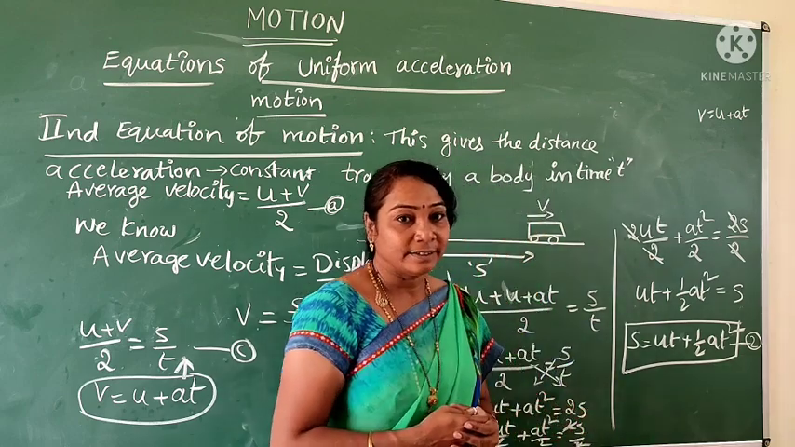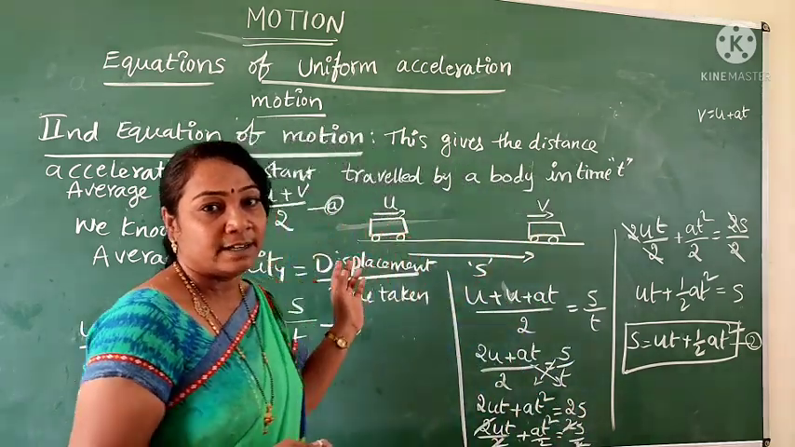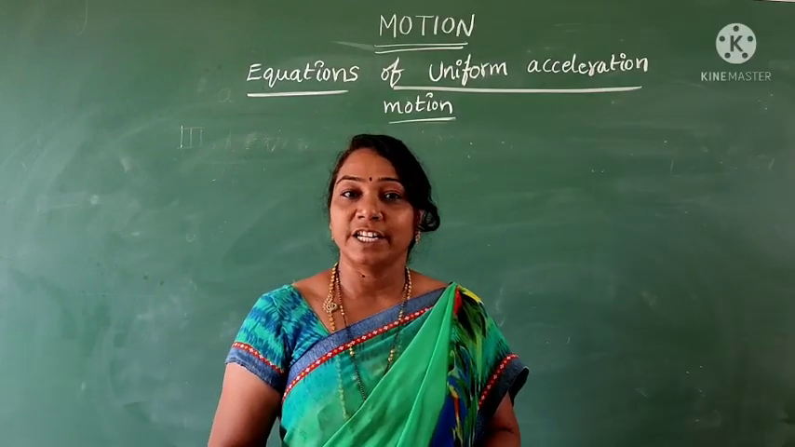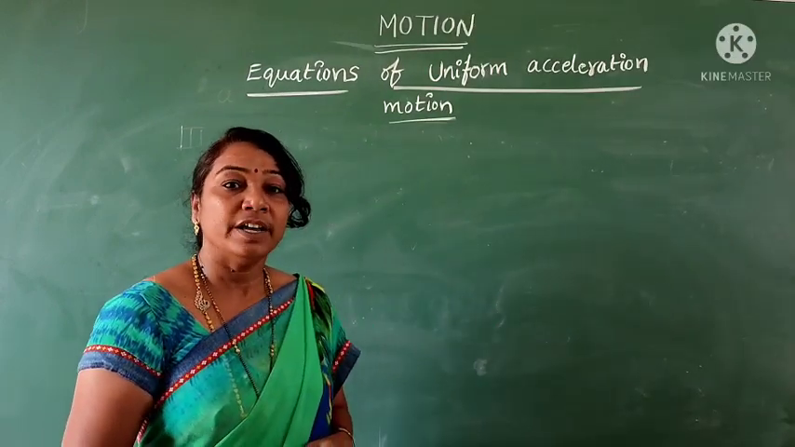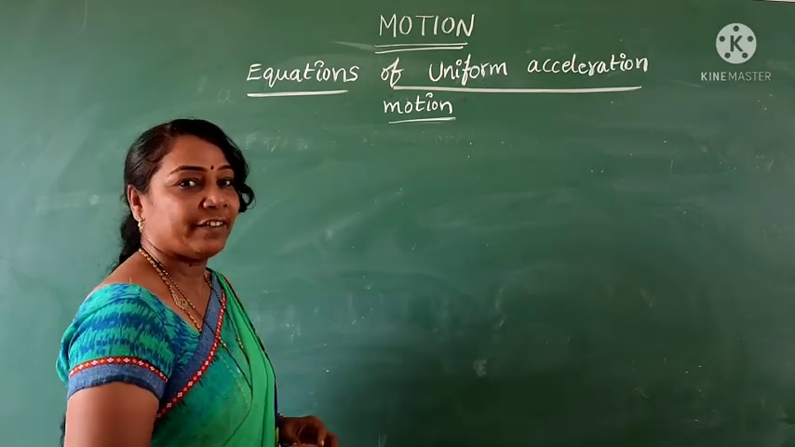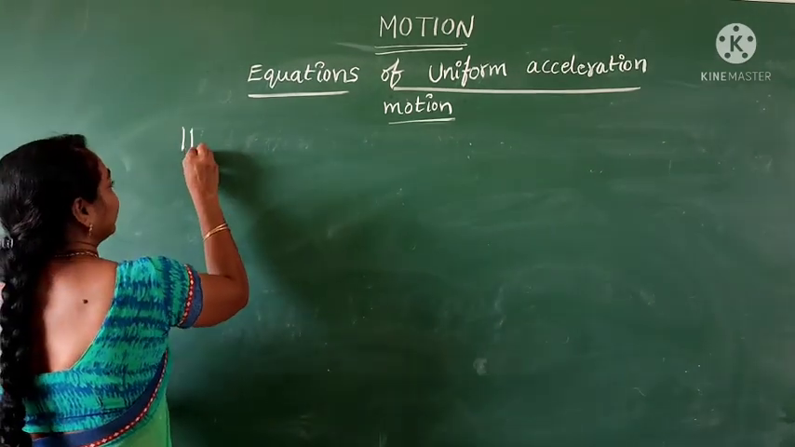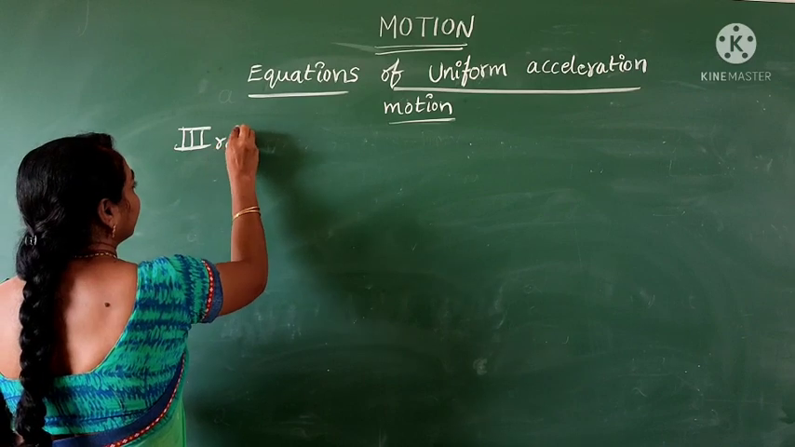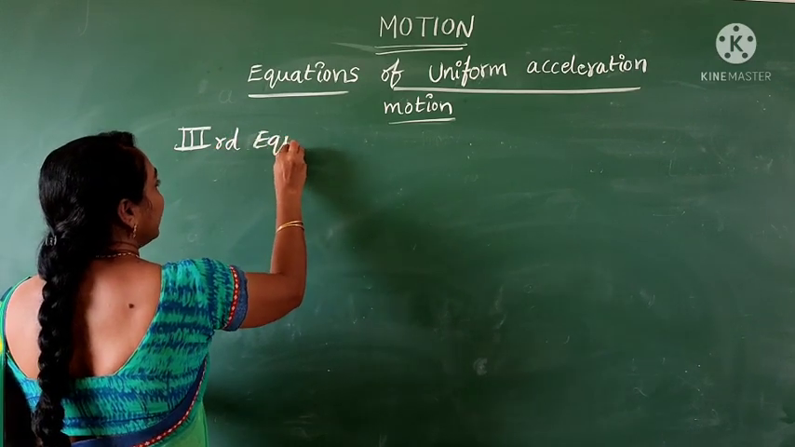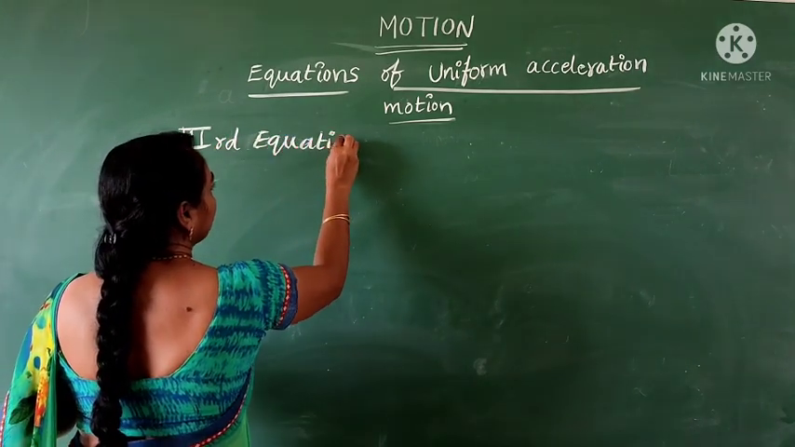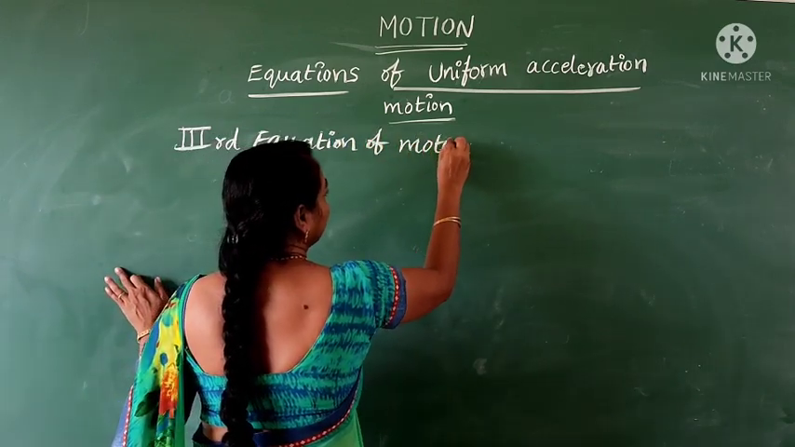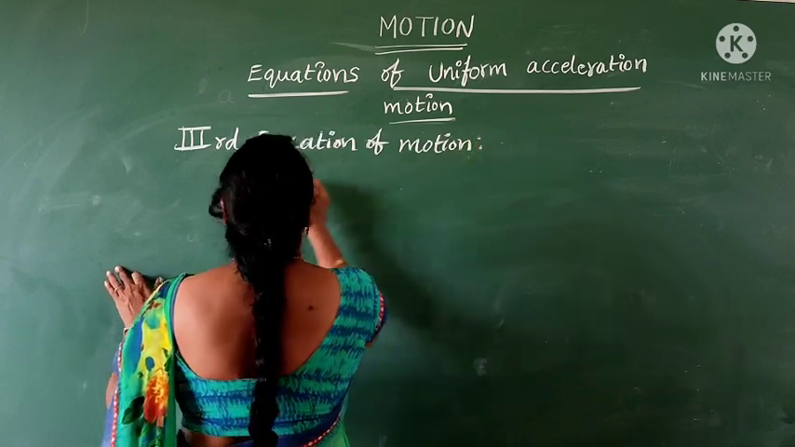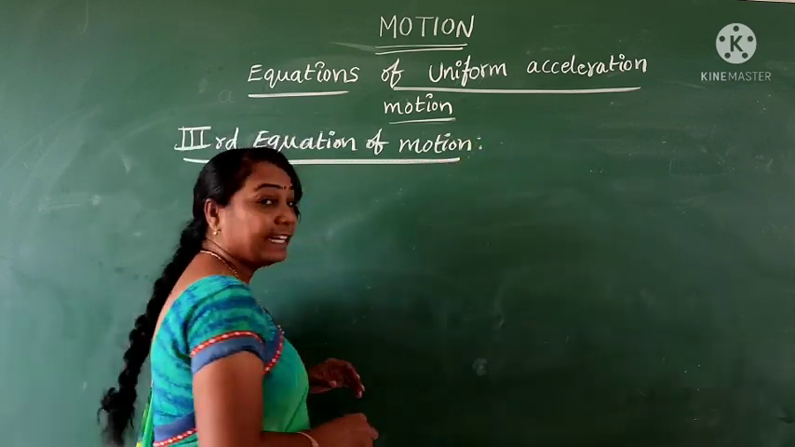Do you understand? Write down all of these. We learned about the first equation of motion and the second equation of motion. Now we are going to learn about the third equation of motion. What is the third equation of motion? Can anyone say?